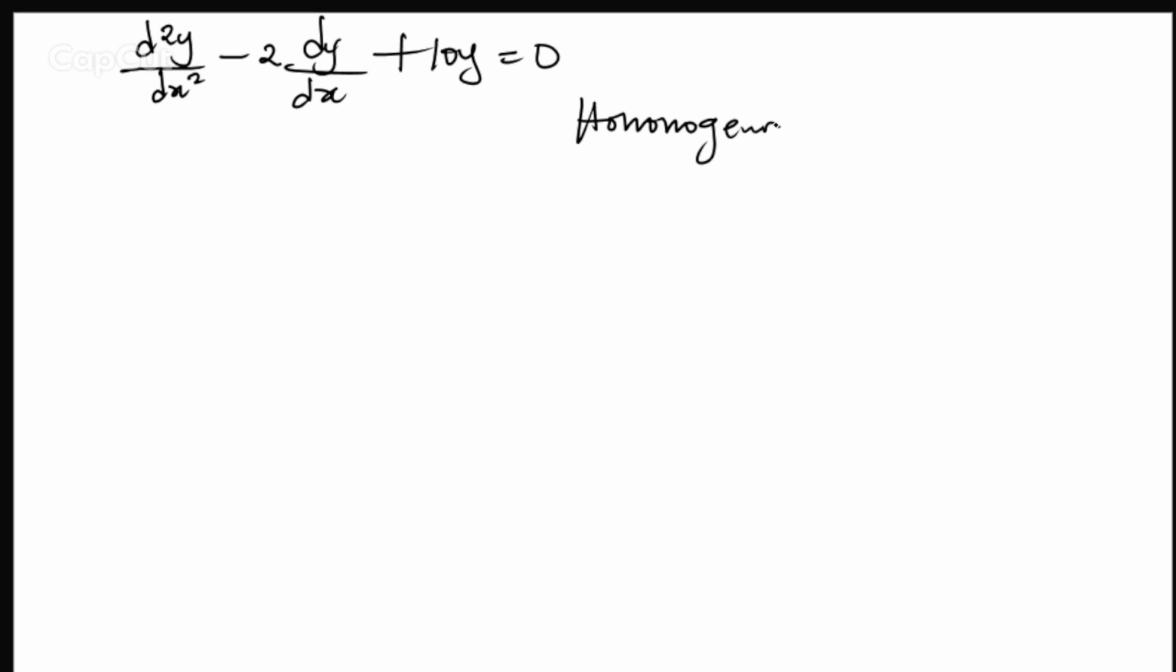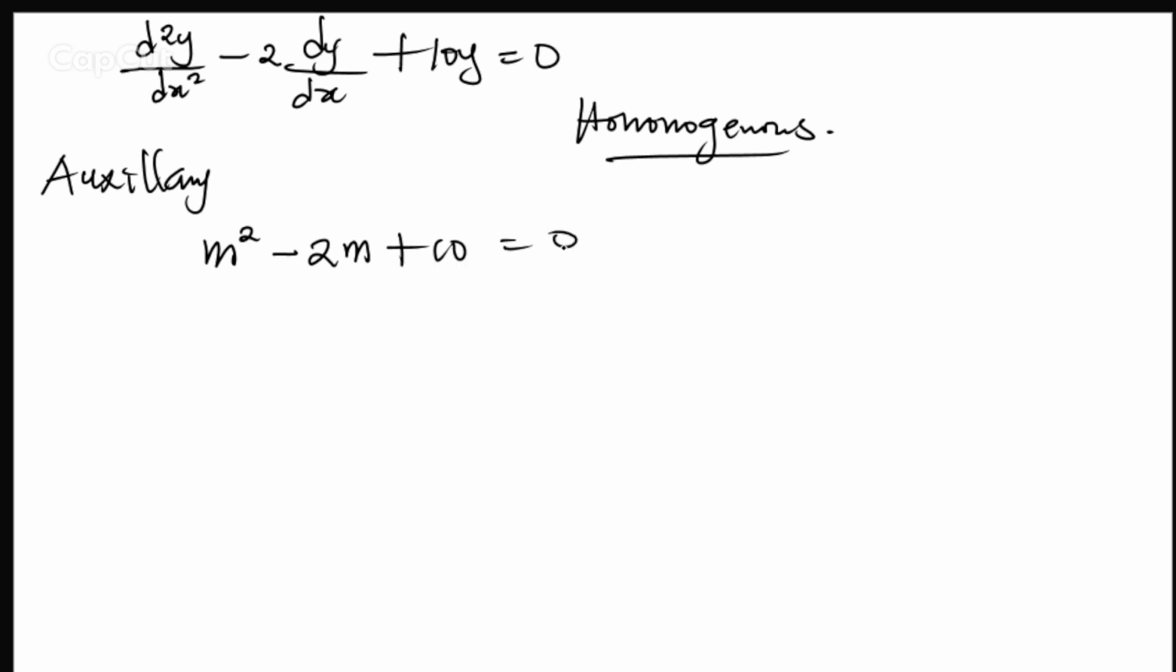Now, since your equation is homogeneous, the next thing to consider is the auxiliary equation for this given equation. The auxiliary equation from what we've been doing so far will simply be m squared minus 2m plus 10, and this will be equal to 0. Or better still, you can leave your equation that way.